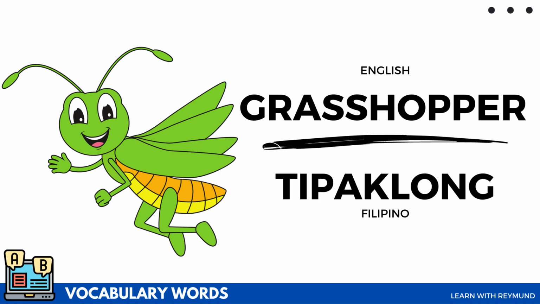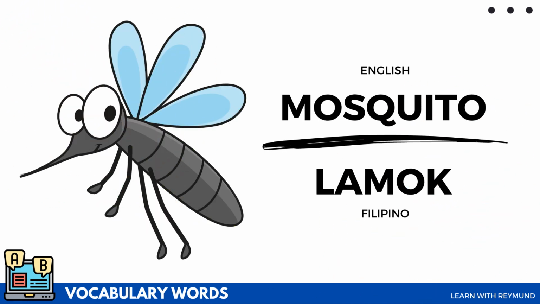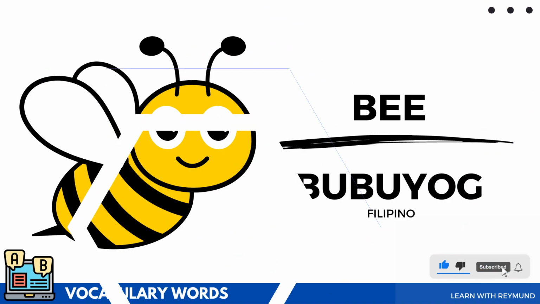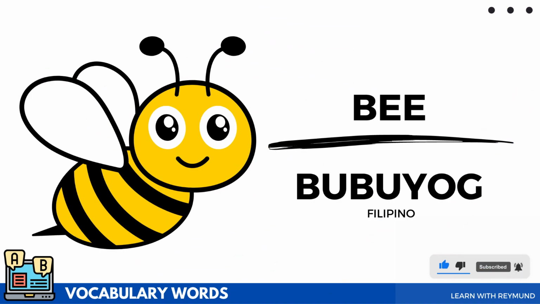Grasshopper, tipaklong. It's a mosquito in English and a lamok in Filipino. Mosquito, lamok. We also have a dragonfly in English and a tutubi in Filipino. Dragonfly, tutubi. In English, it's a bee, and in Filipino, it's a bubuyog.